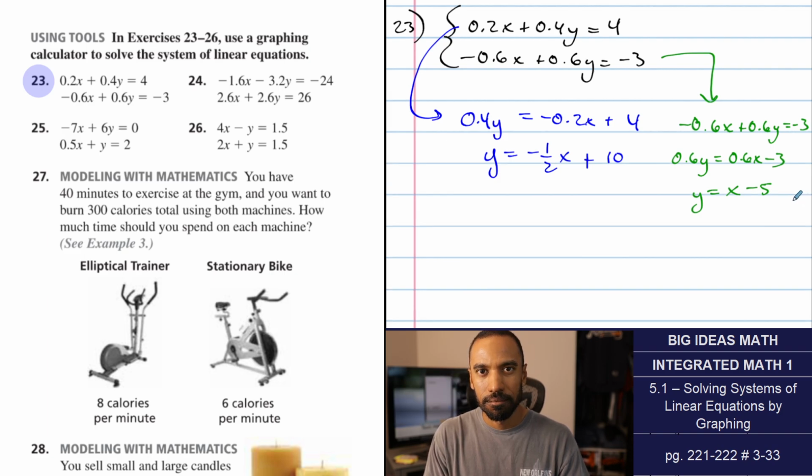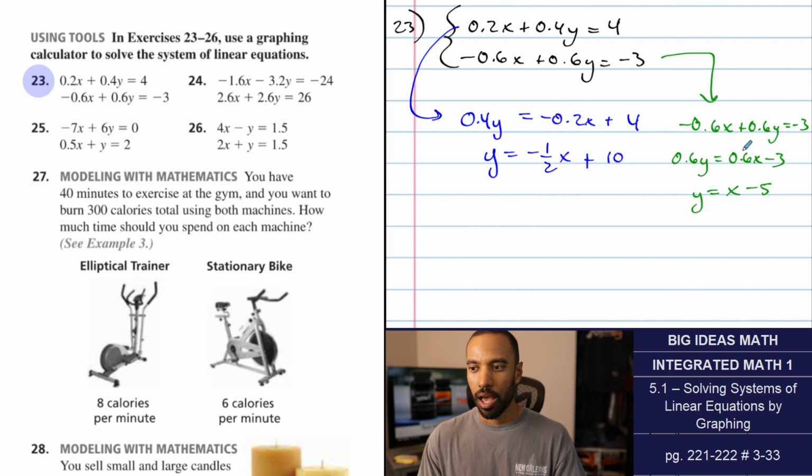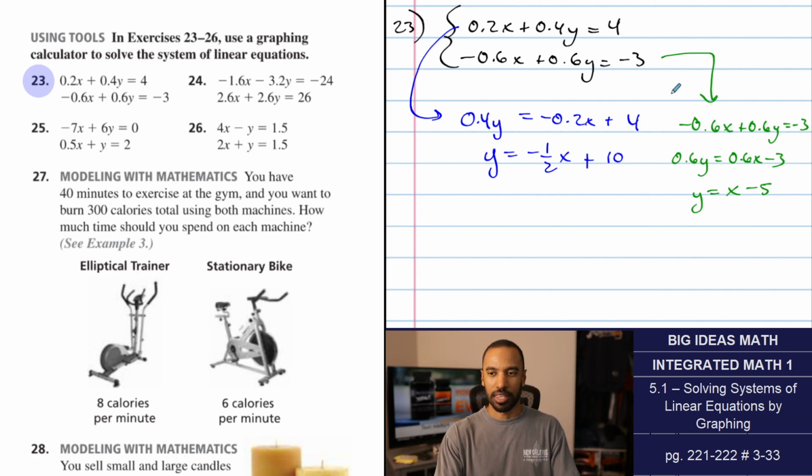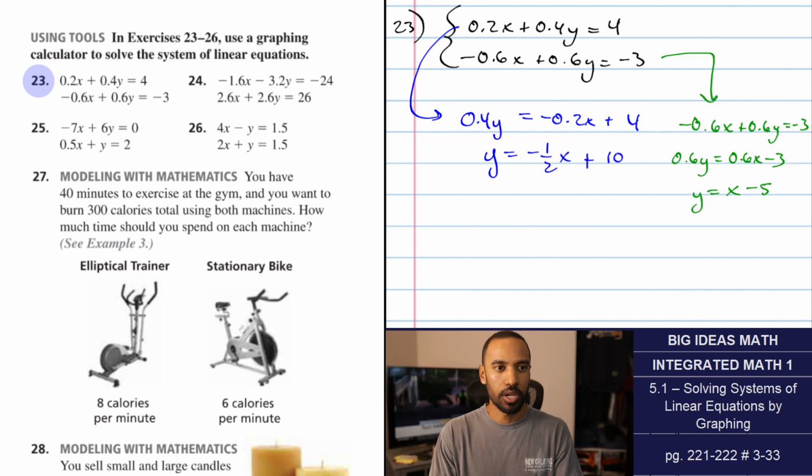Right? I think so. I'm going to go ahead and state that that's what that is. Okay, so those are the two equations. So let's do that again in the graphing calculator. We'll have negative 1/2 x plus 10, and then x minus 5. I will double check this, maybe.